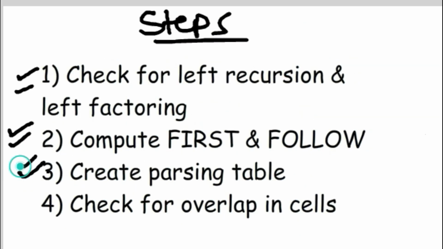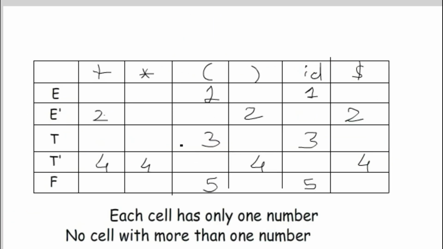So in the end, we have created a parsing table and we have checked for overlaps. There is no overlap, which means there is only one number in each cell. Even if there is one cell with more than one number, we can say it is not LL1 grammar. But there is no such cell, and therefore it is an LL1 grammar. So let us take one more example where the given grammar is not an LL1 grammar, so we can understand it better.